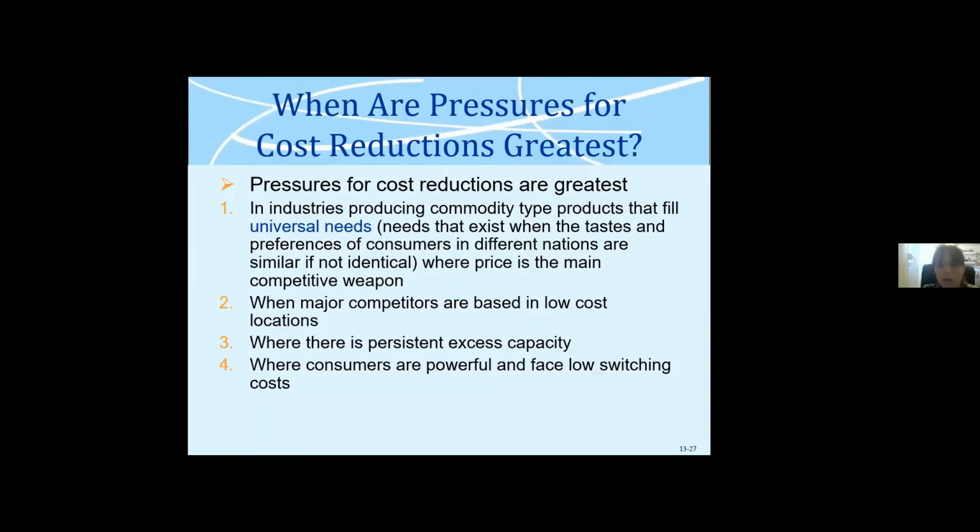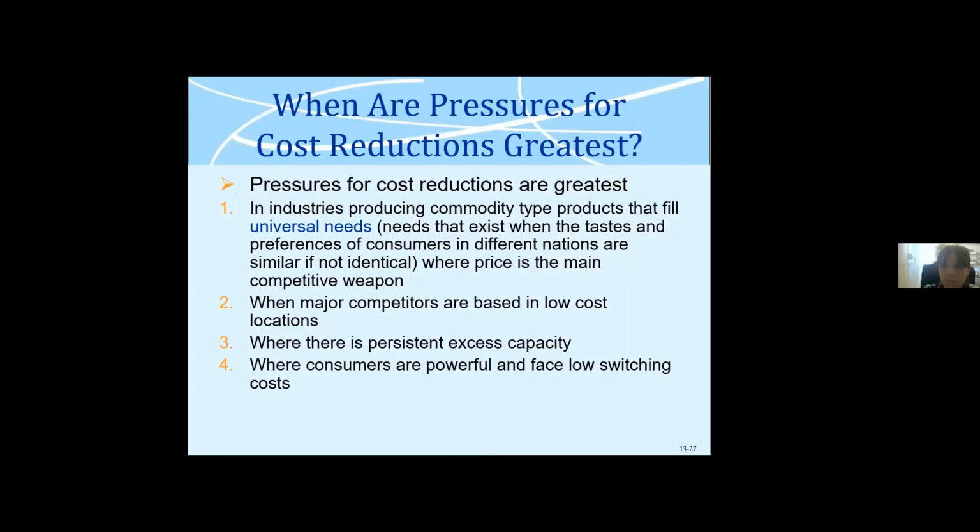When are pressures for cost reduction greatest? This is a very important question. Pressure for cost reduction can be particularly intense in industries that are producing typically a commodity type of products, where meaningful differentiation on non-price factors is difficult and price is the main competitive weapon.